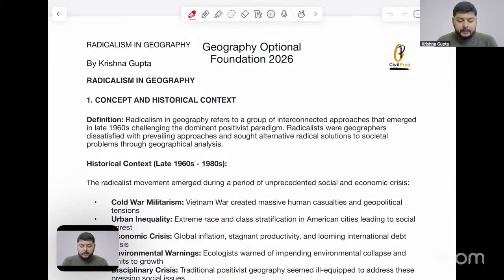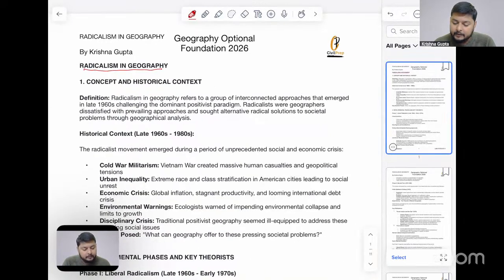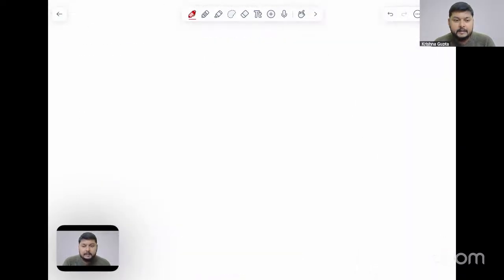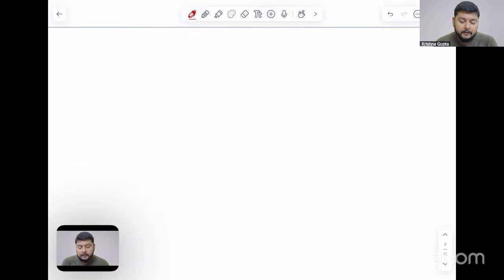Okay, so here we have radicalism in human geography. Now, radicalism in human geography is one of the most important perspectives that have been developed in geographical studies. I will just take a background and look at what resulted in the development of geographical thought. We have seen that the quantitative revolution was one of the major paradigms, which existed from the 1950s to the 1970s.